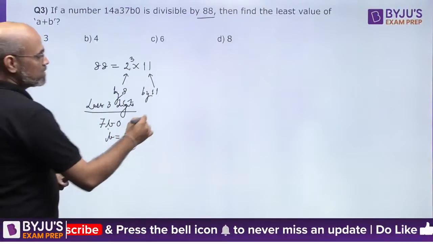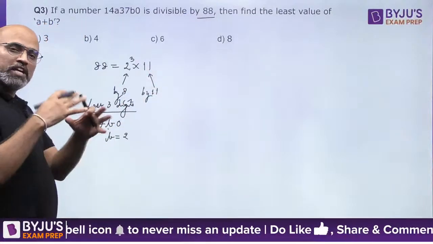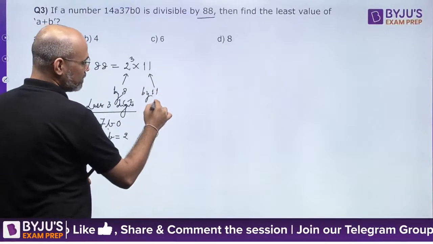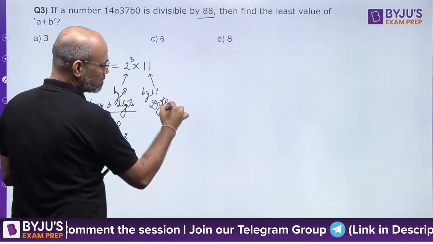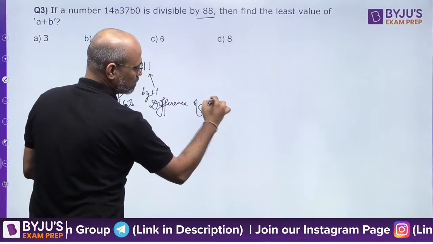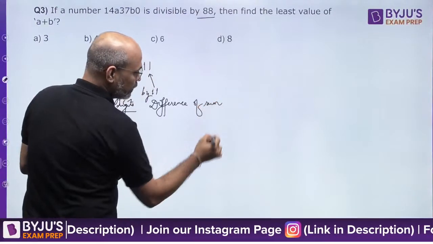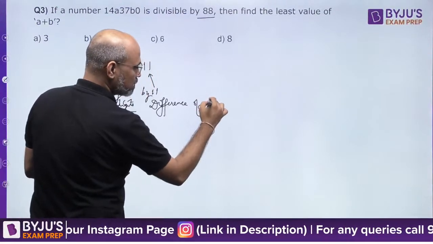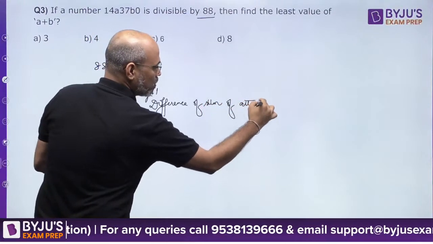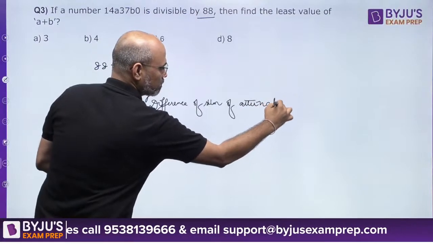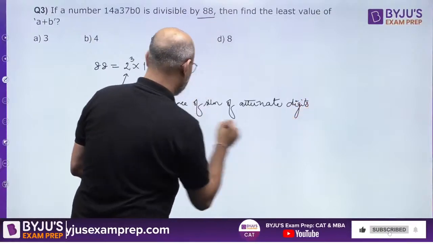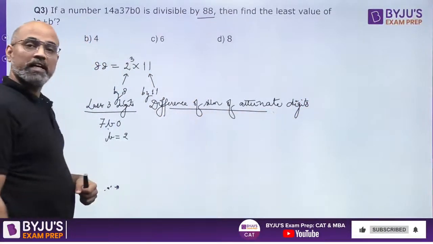Okay. Next, what is the divisibility rule of 11? How do you check whether a given number is divisible by 11? What you check is the difference of the sum of alternate digits. It should be divisible by 11. So that is the rule.